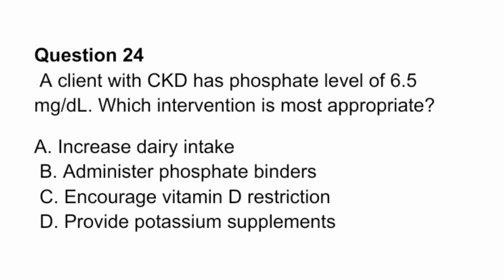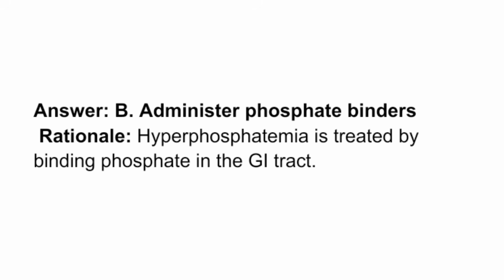Question 24. A client with CKD has phosphate level of 6.5 milligrams per deciliter. Which intervention is most appropriate? A. Increased dairy intake. B. Administer phosphate binders. C. Encourage vitamin D restriction. D. Provide potassium supplements. Answer: B. Administer phosphate binders. Rationale: hyperphosphatemia is treated by binding phosphate in the GI tract.